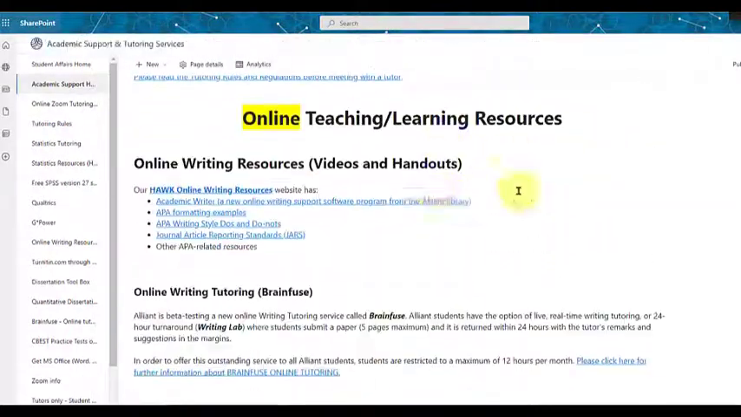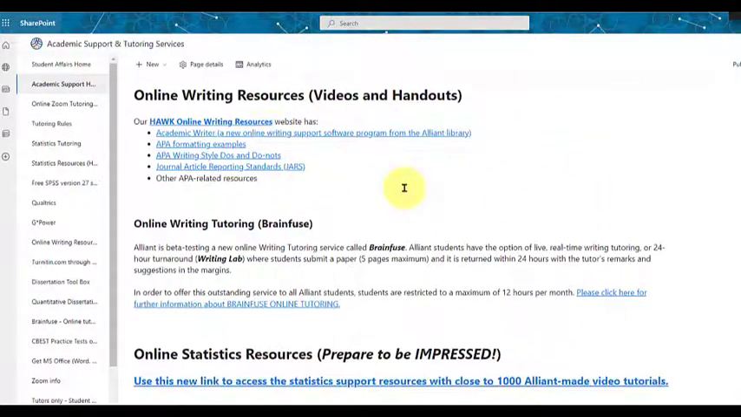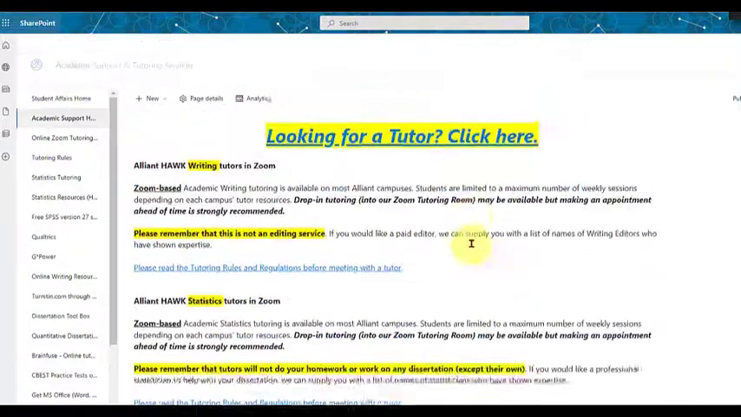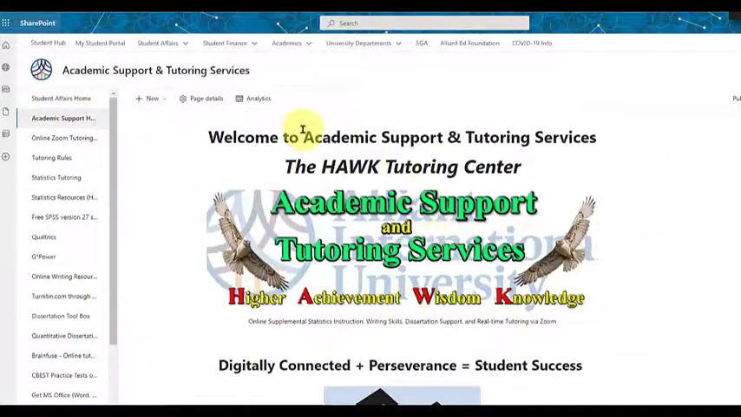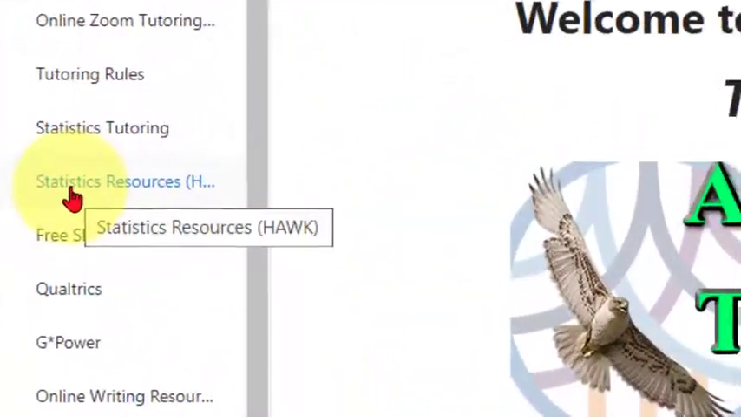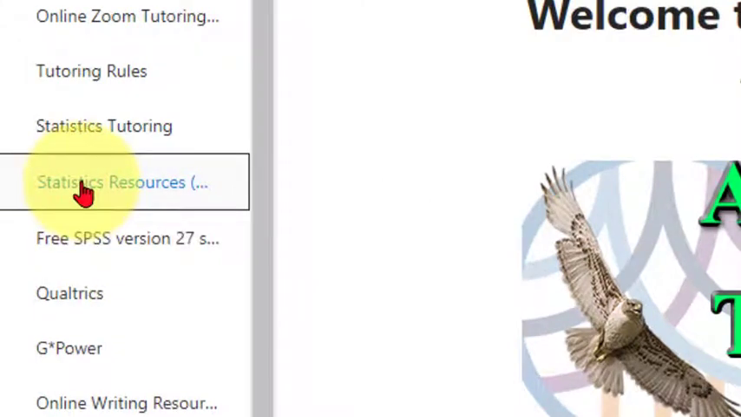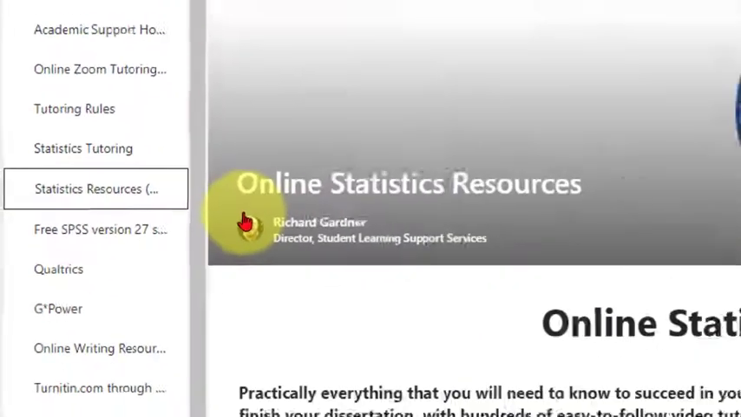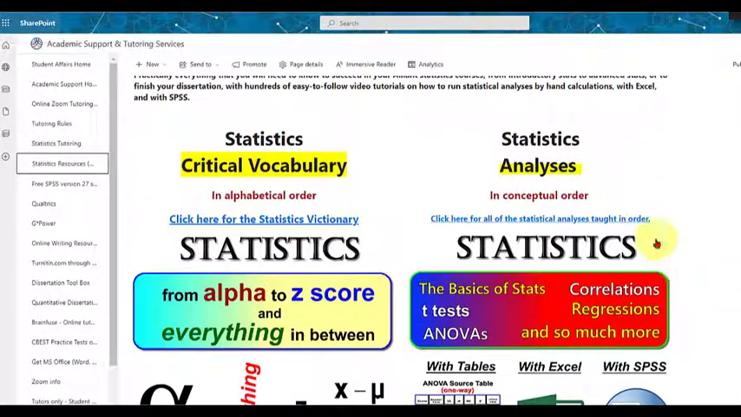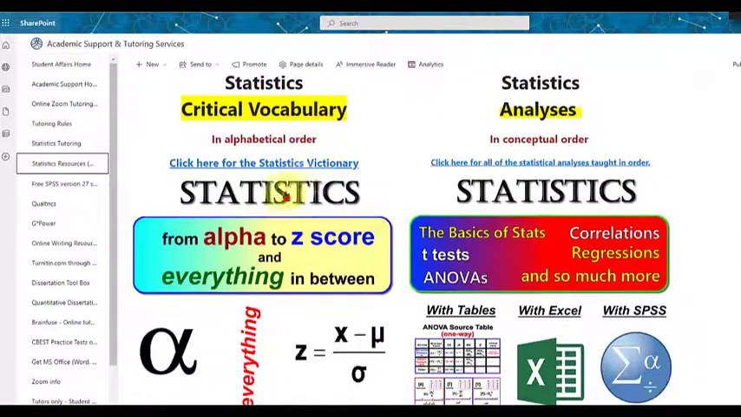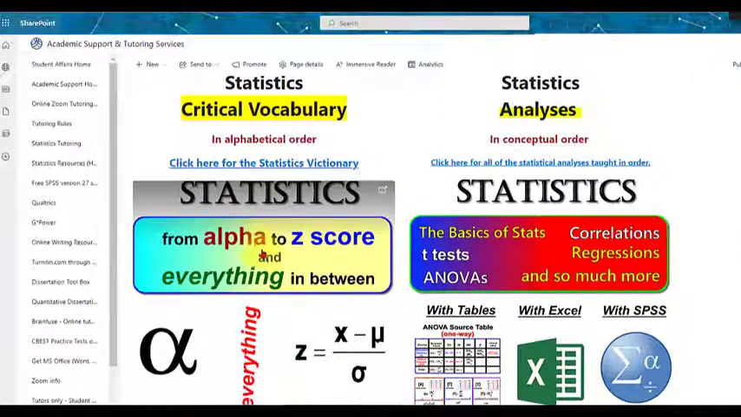And online teaching support resources. So we got the writing here, and then the stats is down here. But the stats that I'm about to show you is, we go to statistics resources right there. Online statistics resources, the Hawk. So we were going to start with the vocabulary part. Let's go ahead and click over to the vocabulary.